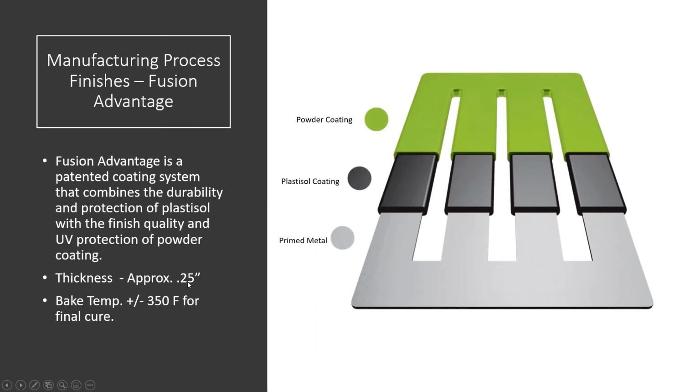Now you're approaching a quarter of an inch in thickness, so again, very different from the powder coating process. Bake temperature is still going to be plus or minus 350 degrees for the final cure. The major advantage to this is you're eliminating disadvantages and getting a lot of advantages out of that.